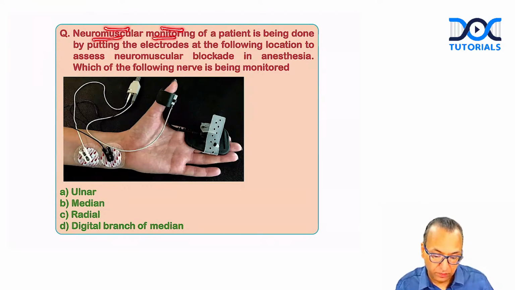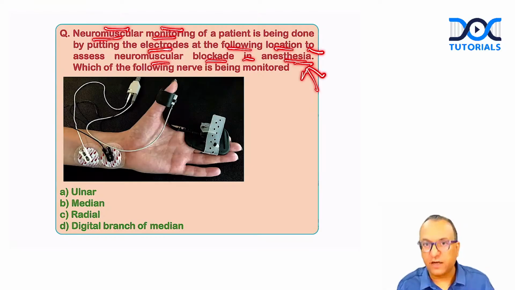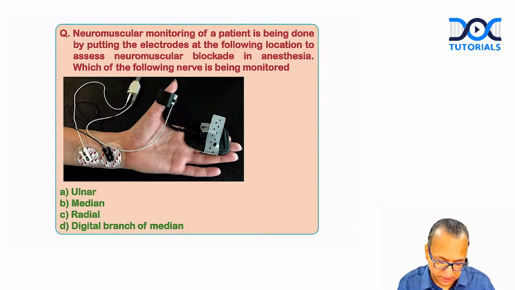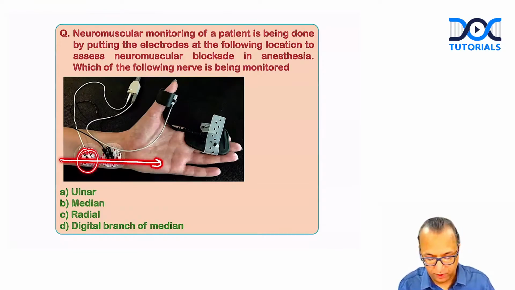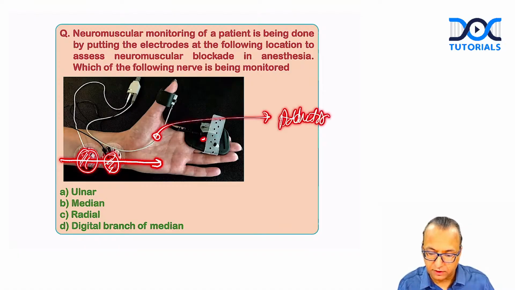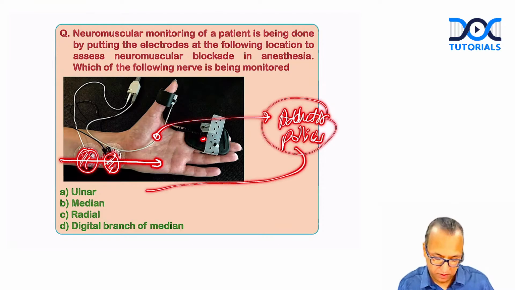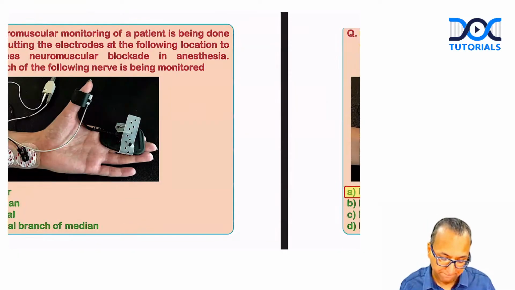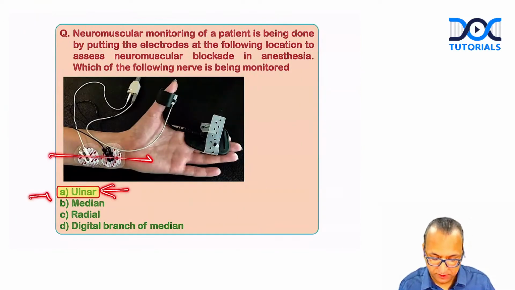Neuromuscular monitoring, electrode at the following location. Neuromuscular blockade in anesthesia, especially general anesthesia, muscle relaxant. Post anesthesia, you want to check how the muscles are working because you have to tell the patient to walk also. So is he able to or not? See, this is the medial side. Here you have the ulnar nerve. You are putting the electrode on the ulnar nerve, and you are checking for a muscle called adductor pollicis. So monitoring, train of four, nerves you can monitor, but this is for the ulnar nerve. Not going into much detail. It is the ulnar nerve because this is the territory of the ulnar nerve, putting the electrodes there.